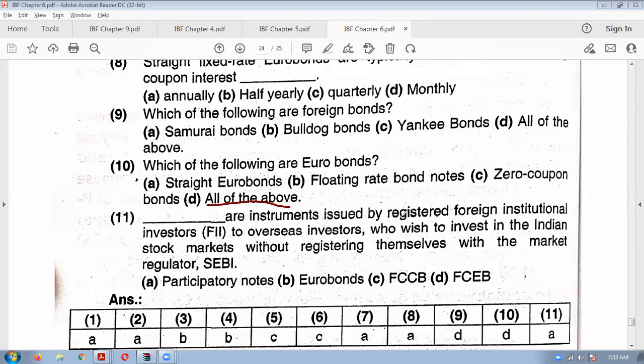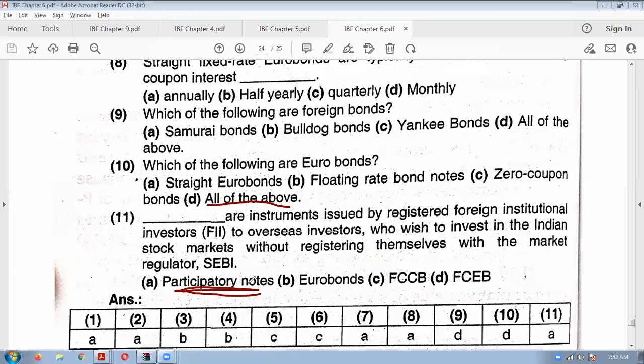See, dash are instruments issued by registered foreign institutional investors to overseas investors who wish to invest in the Indian stock market without registering themselves with the market regulator. This is participatory notes.